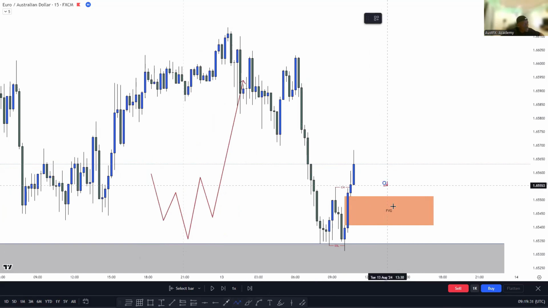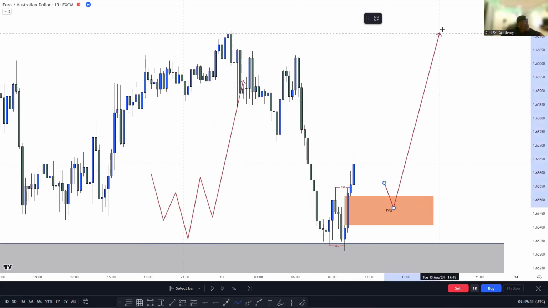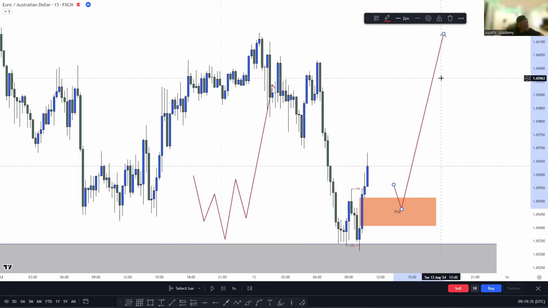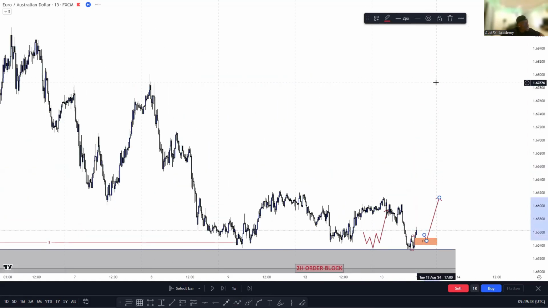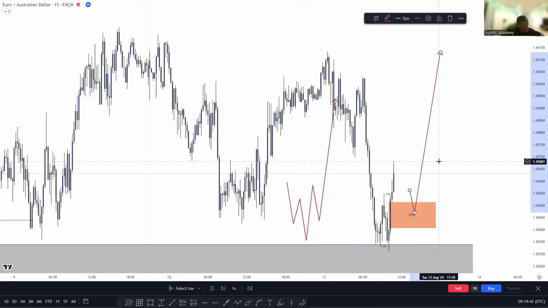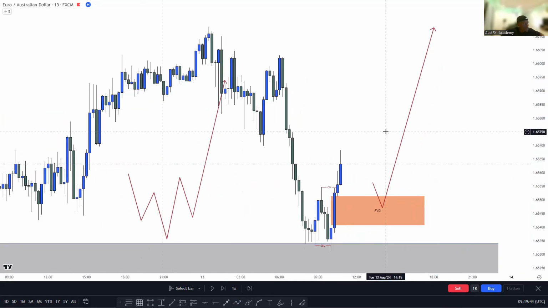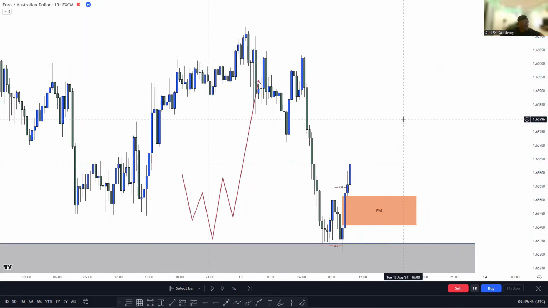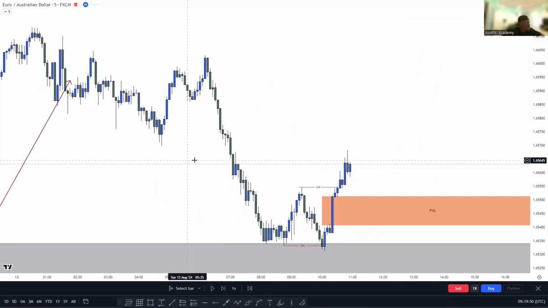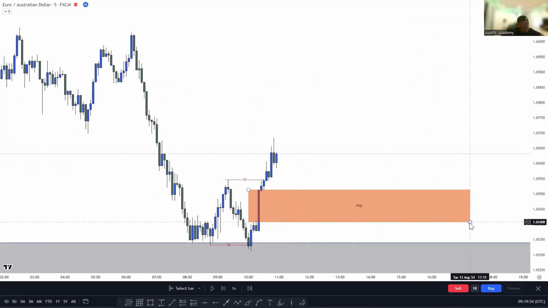So I have a fair value gap here to pick my entry from. So when price goes back into this fair value gap, I'll take my entry and target the structure highs as my take profit level. So this is basically what I was waiting for. So let me scale down to the 5-minute time frame to wait for my entry.